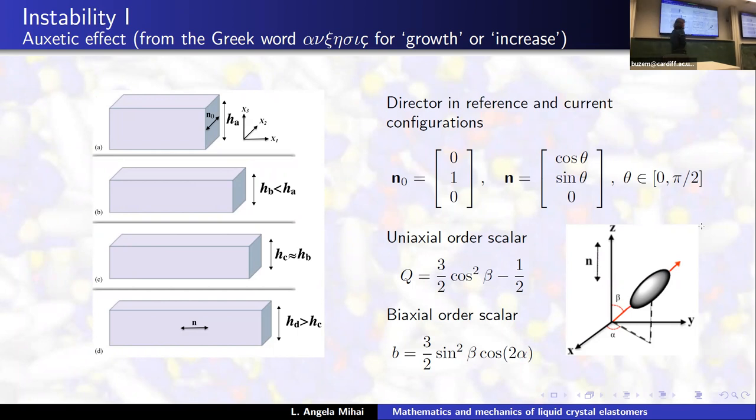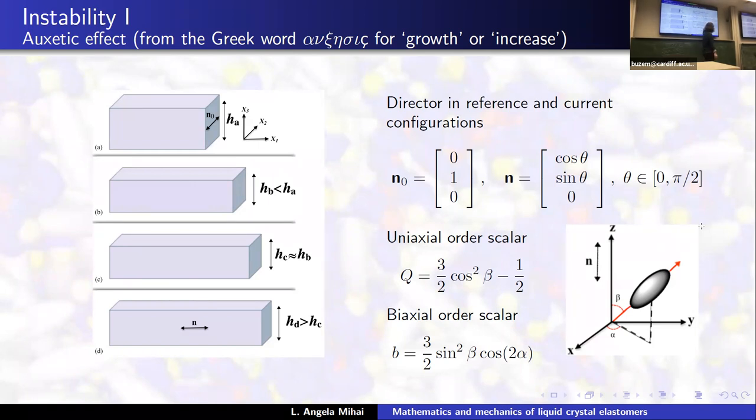So this is the description of the nematic elastomer. The nematic director is oriented like that to begin with in the reference configuration. Then it rotates. And we have these order parameter scalars here, which will appear in the order parameter tensor, which I will describe a bit later. The two scalars are Q and B, one for uniaxial order and the other one for biaxial order. And this is a schematic of how these angles, beta and alpha, appear.